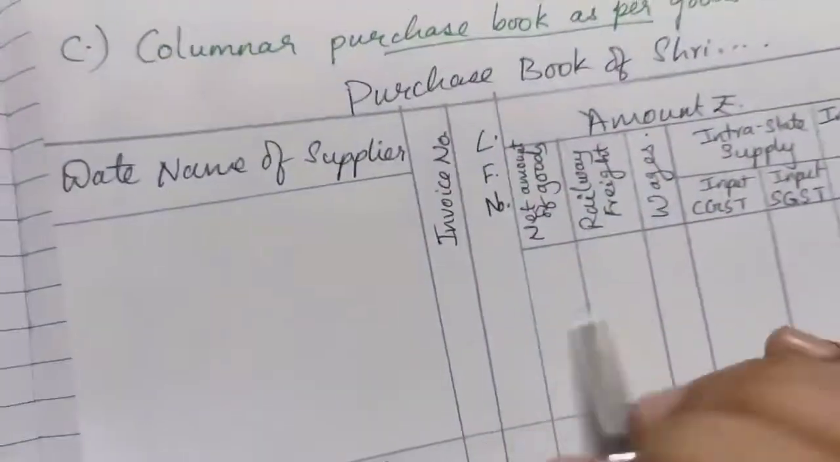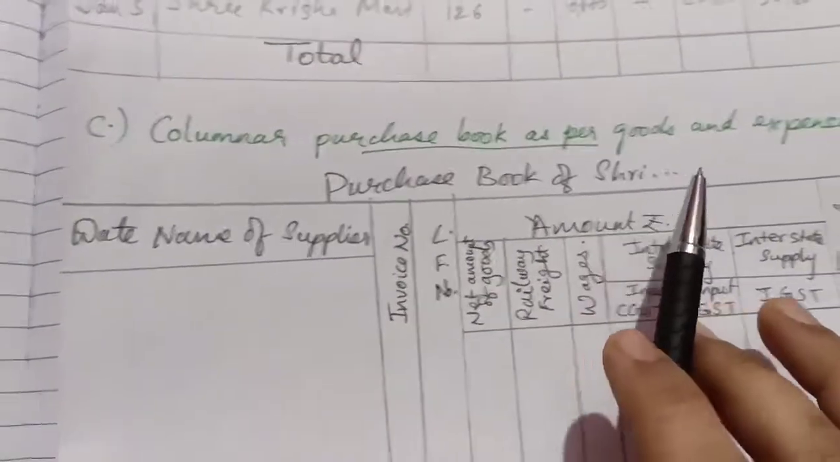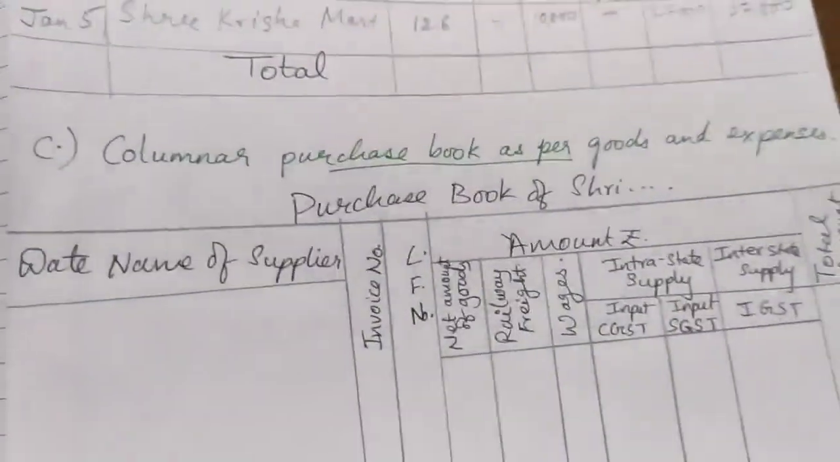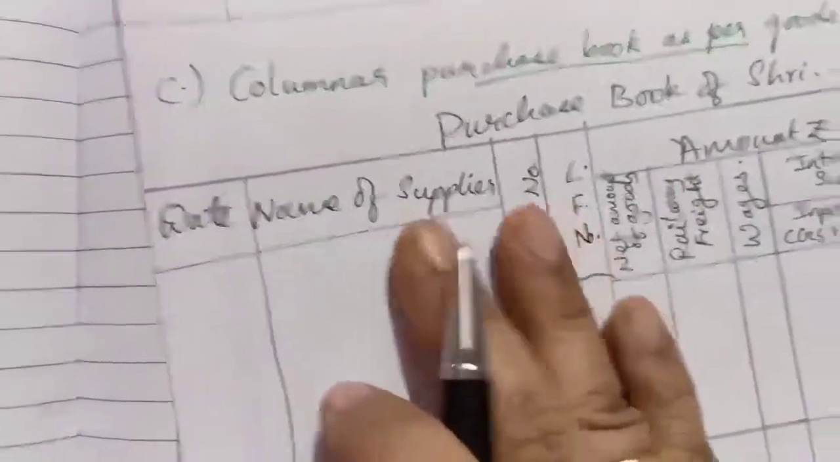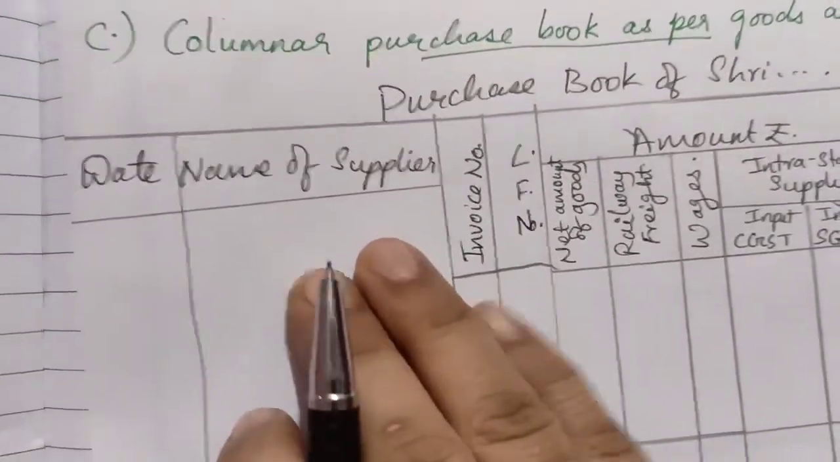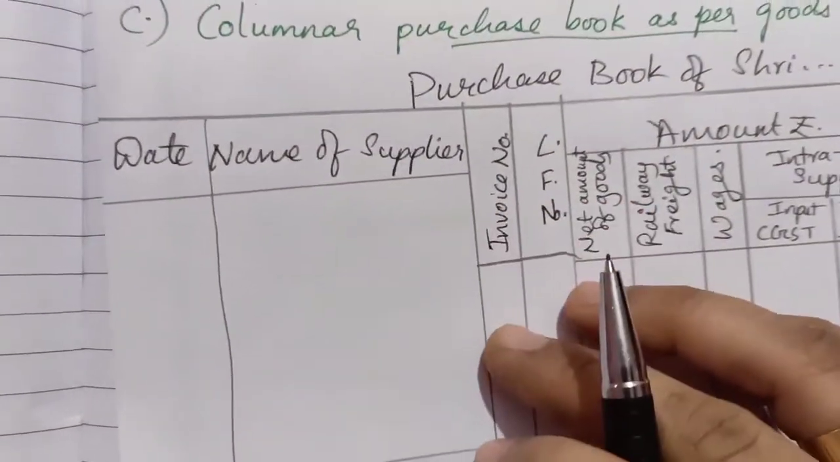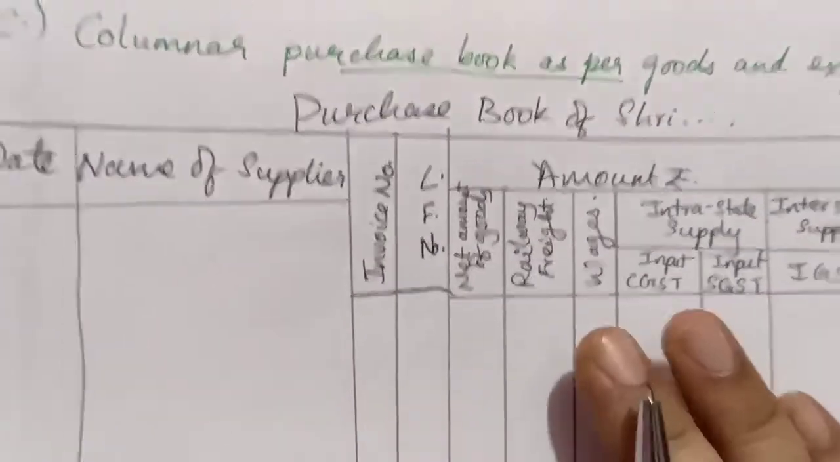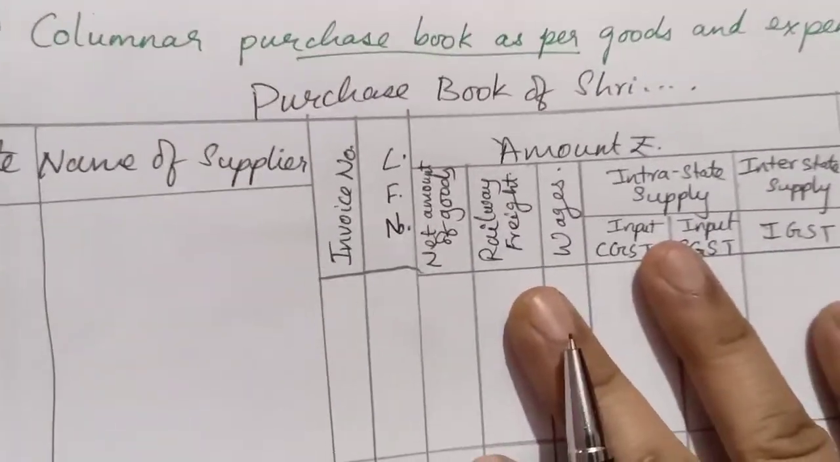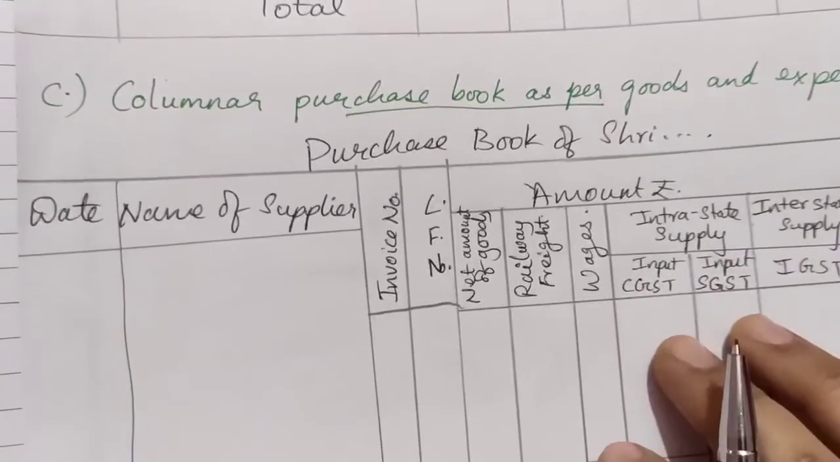Next is the columnar purchase book as per goods and expenses. Here also the purchase book of Shri is given. In the first column we see the date over here, then the name of the supplier, then comes the invoice number, the ledger folio number. Everything is the same here also, but the amount column is very big because we have the expenses over here.